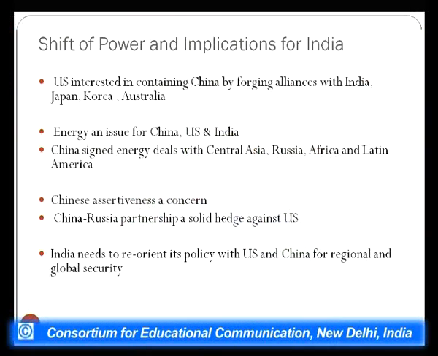The shift will result in a situation where the US as a hegemon, the power of the US, is gradually declining. The US is no longer the hegemon the way it was in the post-World War II period. The US is gradually declining, and since China is emerging, the US would like to contain China through forging some kind of alliance with the Asia Pacific powers like Japan, India and Korea, and Australia also included. So a new kind of power distribution is going to emerge in the next few decades.